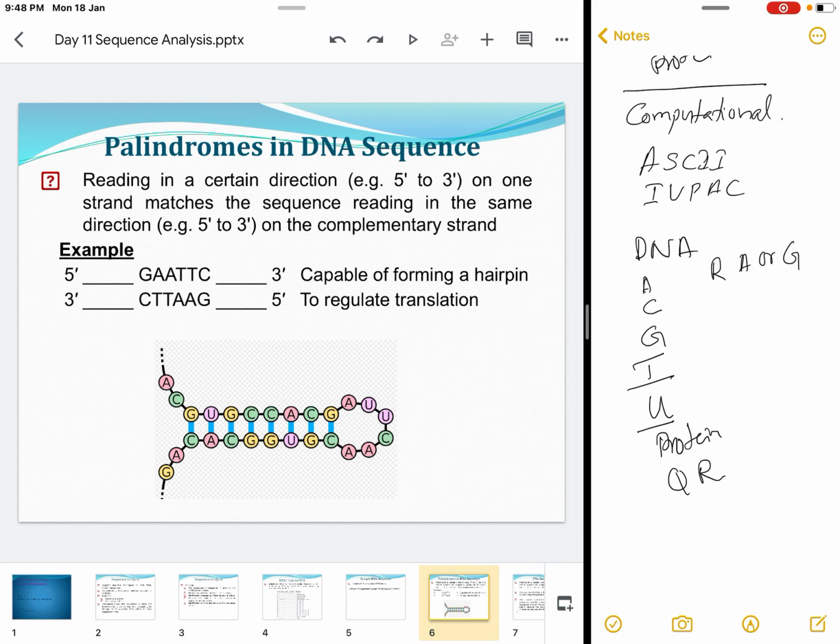Now, in the case of strings, we always see a concept called palindromes in computational algorithms. That is present in the case of DNA sequences also. There are several sequences in DNA which are palindromes. A palindrome is a string that, if you read from left to right or right to left, represents the same information.